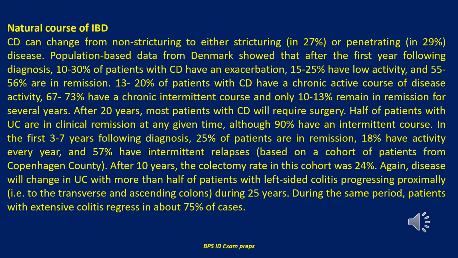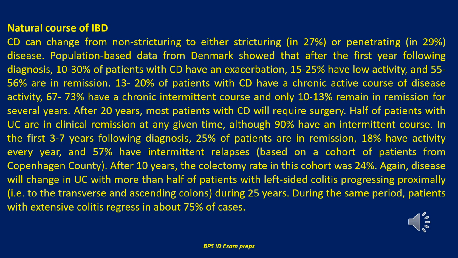Next we will discuss the natural course of inflammatory bowel disease. Crohn's disease can change from non-stricturing to either stricturing in 27% or penetrating in 29% disease. Population-based data from Denmark showed that after the first year following diagnosis, 10 to 30% of patients with Crohn's disease have an exacerbation, 15 to 25% have low activity, and 55 to 56% are in remission.